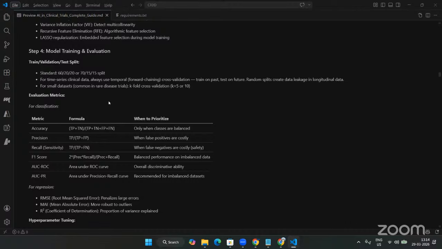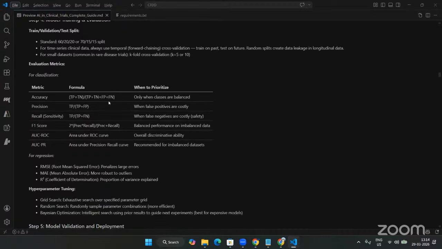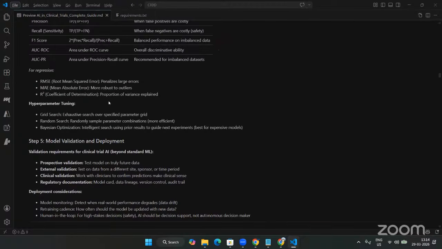For regression, we have RMSE, root mean squared error, MAE, mean absolute error, and R square, the coefficient of determination. For hyperparameter tuning, we need grid search, which is an exhaustive search over a specified parameter grid. Random search randomly samples parameter combinations, which is more efficient. Bayesian optimization is an intelligent search using prior results to guide the next experiment, best for expensive models.